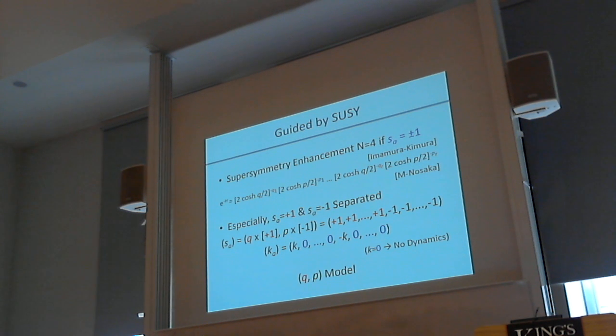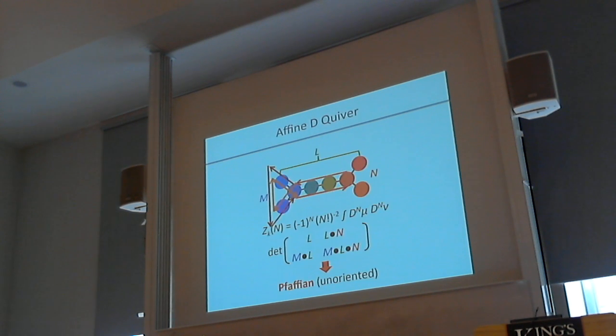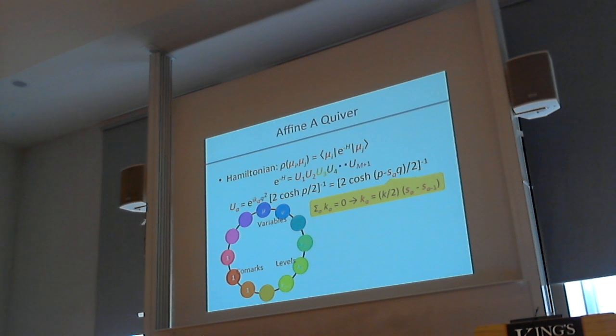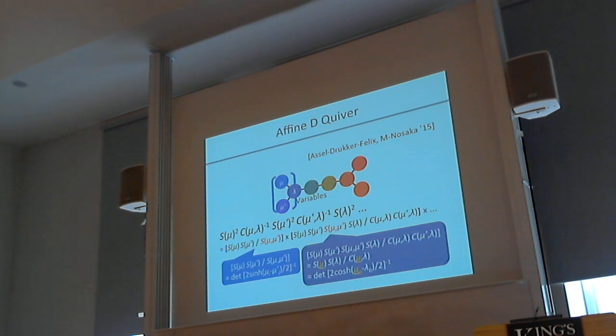What is S_A? S_A is the one I showed you previously, this one. Since the sum of the levels K has to be 0, we label the levels by S_A. Thank you.